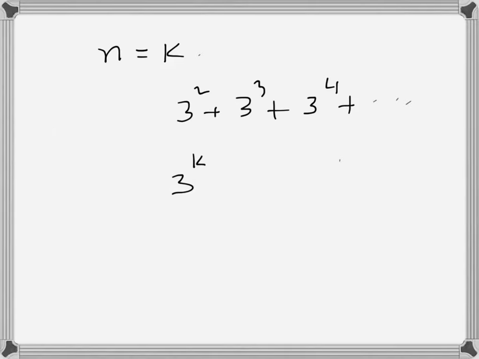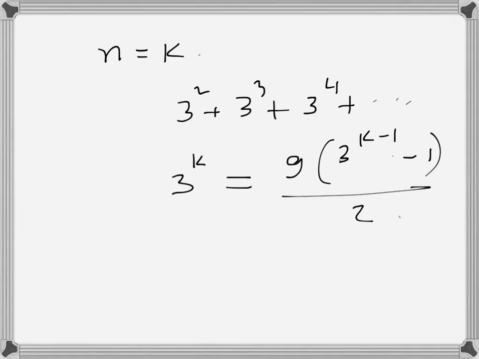So this is the left hand side, and this is equal to 9 times 3 to the power k minus 1, over 2. So this is what we are assuming. This is the left hand side when n is equal to k, and this is the right hand side when n is equal to k. That's what we assume. Then we move forward to see what happens when n is equal to k plus 1.